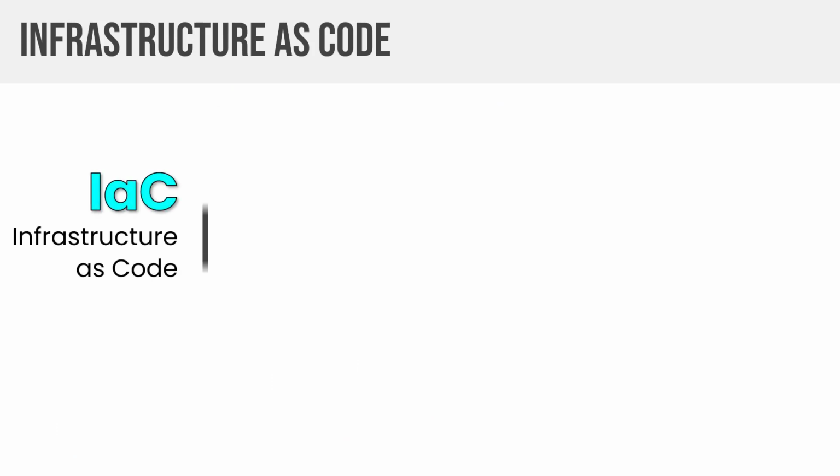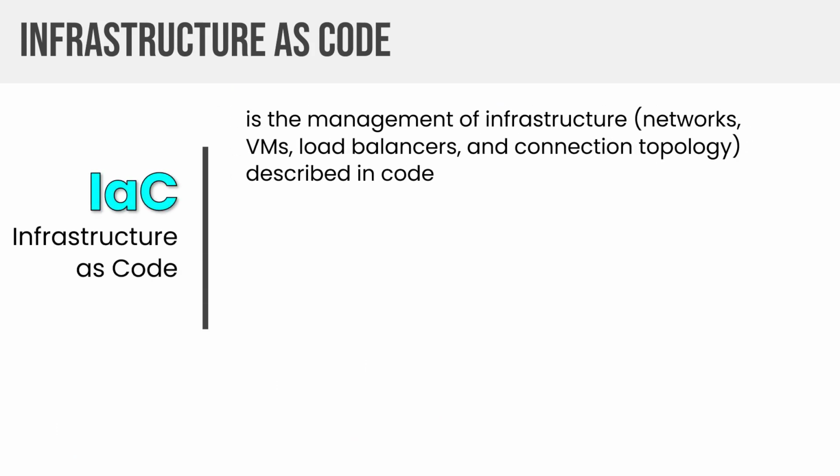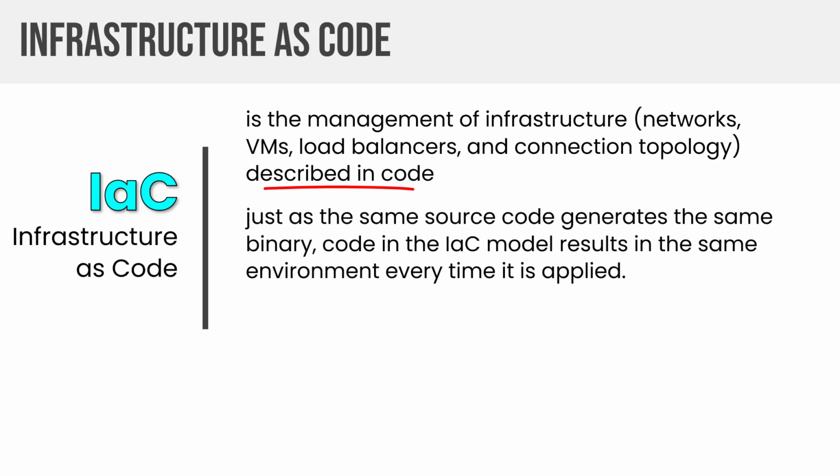So next up is infrastructure as code. This is the management of infrastructure, generally virtual infrastructure, networks, VMs, load balancers, and connection topology described in code. Just the same as source code generates the same binary, code in the infrastructure as code model results in the same environment every time it's applied.